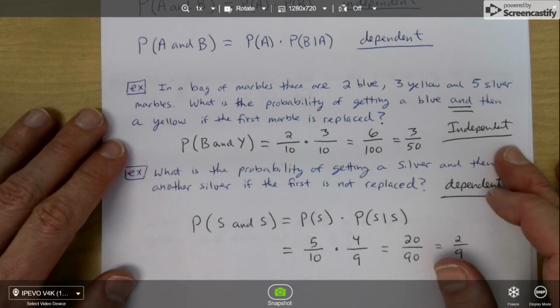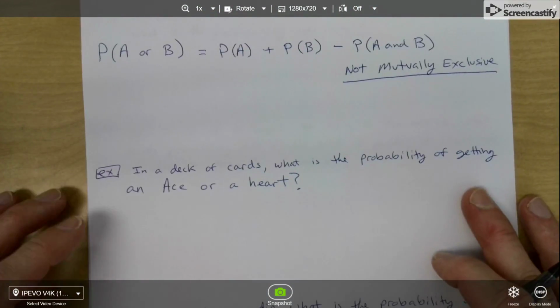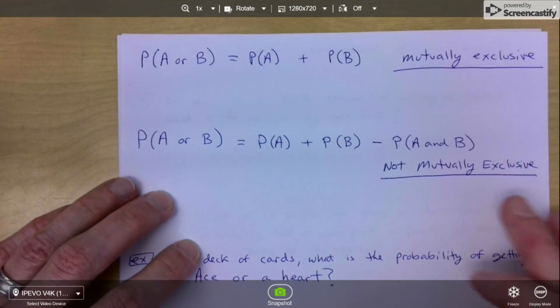All right, let's keep going here. The next concept we want to talk about is this.